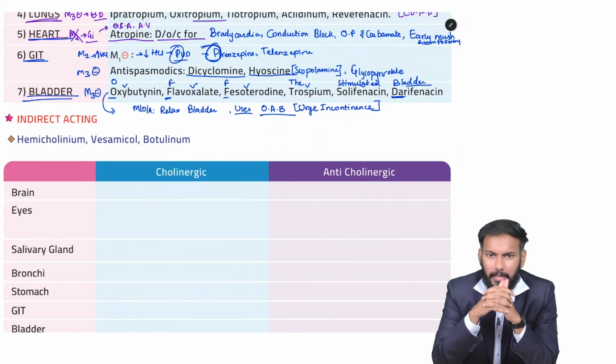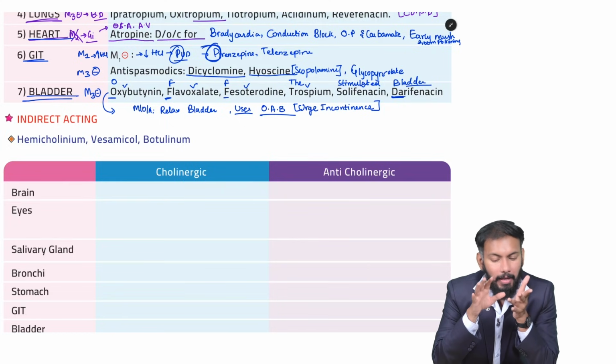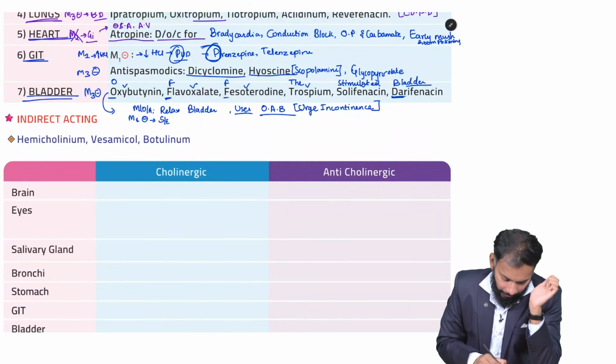Now, let me give you a case. See, oxybutynin is a powerful acting drug, but it acts on all the receptors. It also blocks M3 receptor in other organs, not just bladder. It also blocks M1 receptor in other organs. Example, brain. If M1 receptor is blocked, it will cause a side effect, dementia.